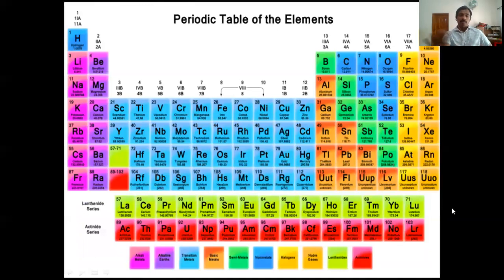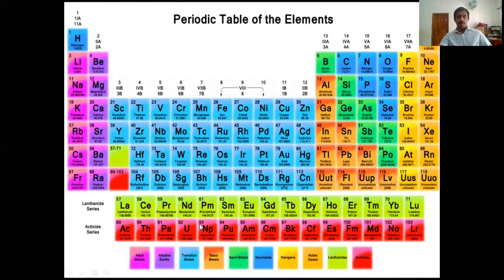Okay, now you can see the modern periodic table. Here some of the elements are not named. 118 elements are discovered now. And here you can see 1, 2, 3, 4, 5, 18 groups. And how many periods? 1, 2, 3, 4, 5, 6, 7 periods.